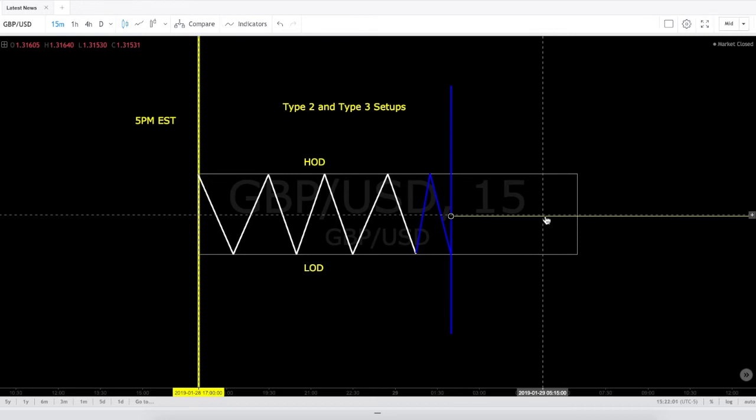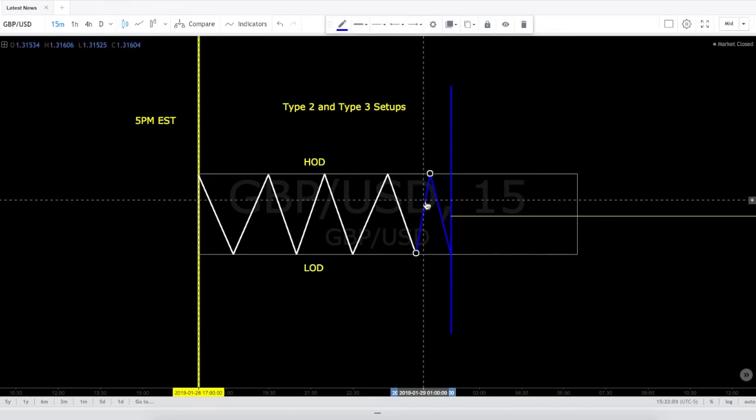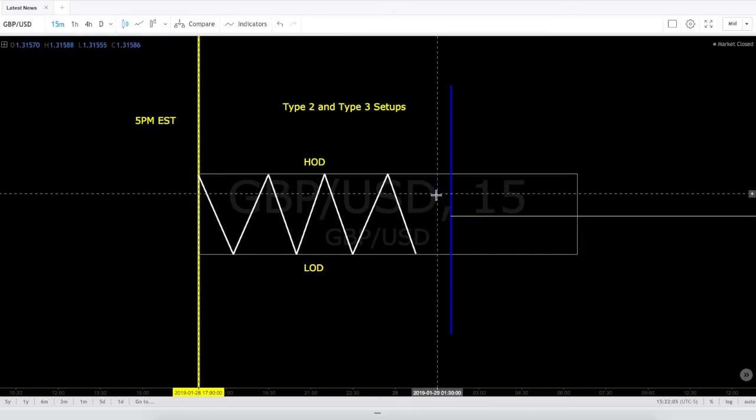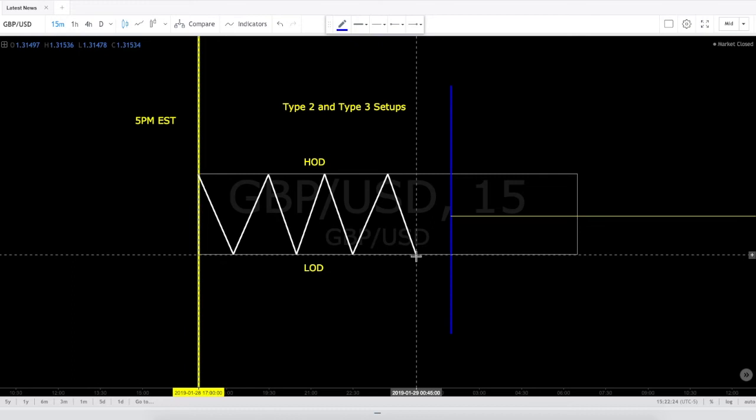Okay, no matter whether it's a type 1, type 2, or type 3 setup, at the end of the day, it has to be a clear setup. Because if it's not a clear setup, we're not taking the trade no matter what. All right, so that doesn't change, and that'll never change. Everything has to be clear before we take the setup.